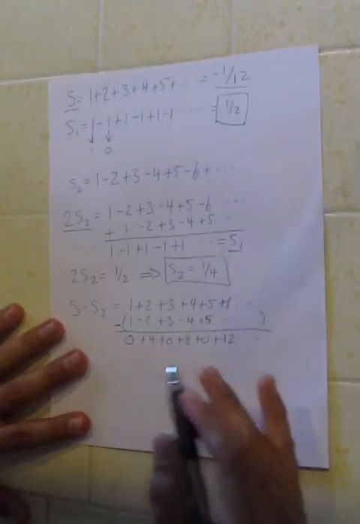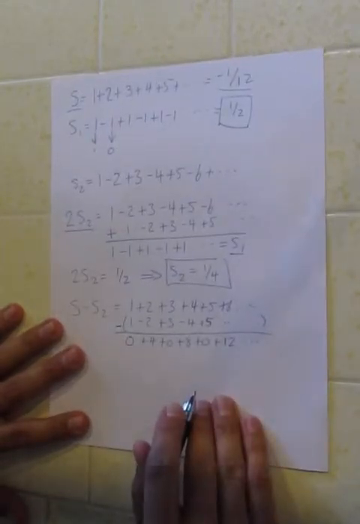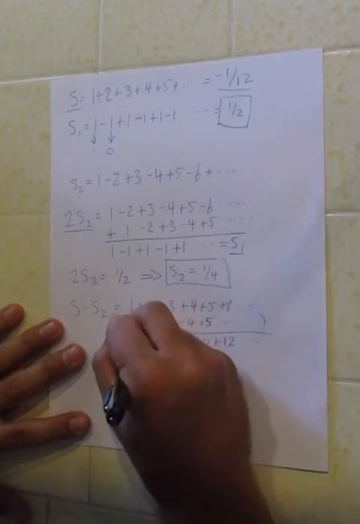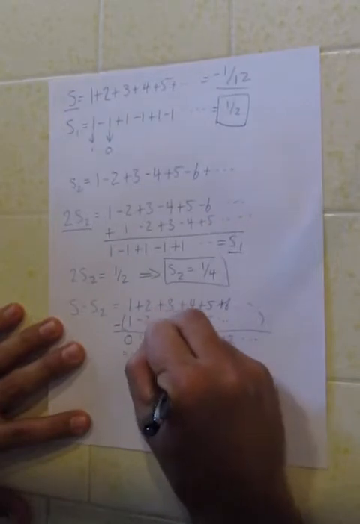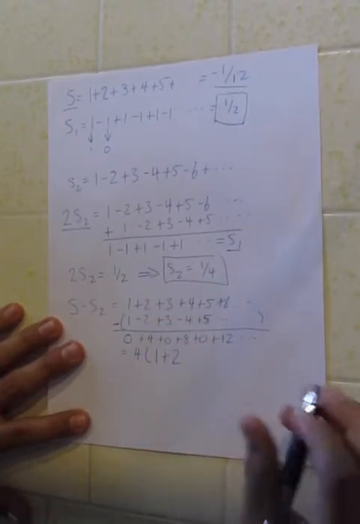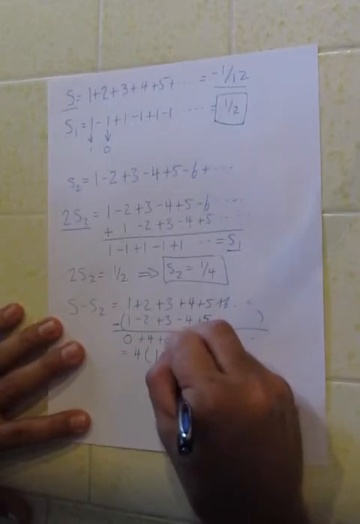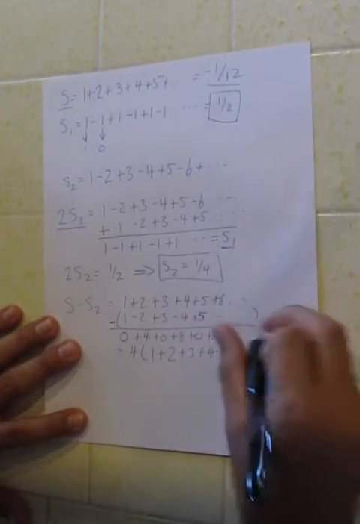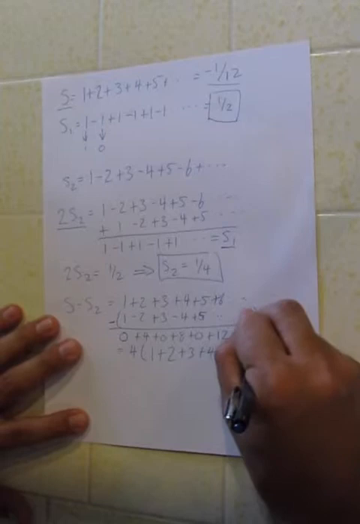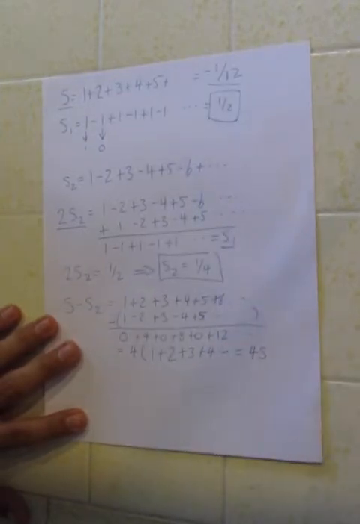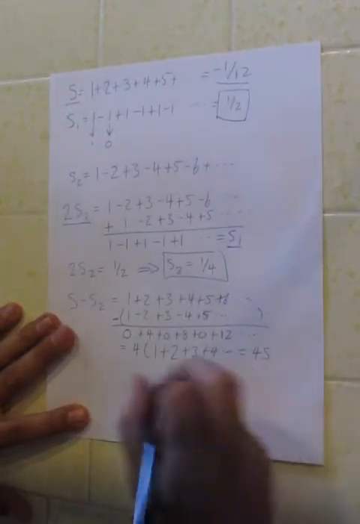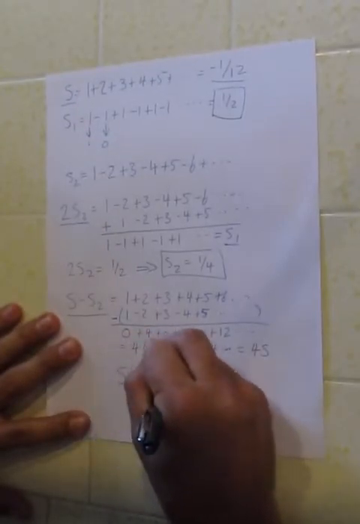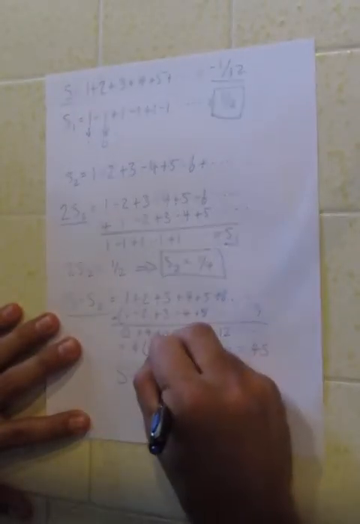And so we get this 4 plus 8 plus 12, and we go up by increments of 4. We can also rewrite that as 4 times 1 plus 2 plus 3 plus 4, which is also equal to just 4S. So now we have something very, very interesting, which is S minus S2 is equal to 4S.